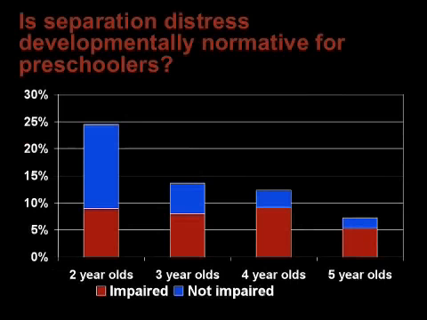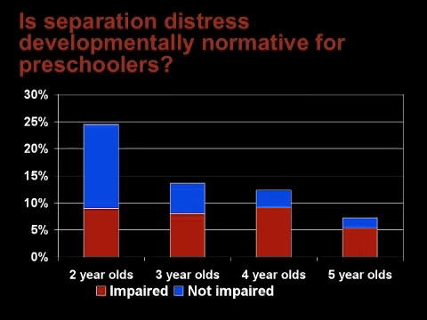Now, here is a graph of data from our study looking at separation distress, and I'm using these data to address the question of whether it's just normal for preschoolers to get distressed when they're separated from their primary caregiver. And what you see here is that it's much more common for 2-year-olds, which we would expect. So about a quarter of 2-year-olds get significantly distressed and upset when they leave their caregiver. And it becomes a lot less common by the time kids reach 5.